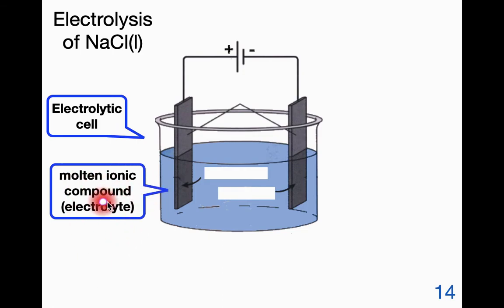We have molten ionic compound, which is an electrolyte. Now, sodium chloride has a very high melting point, 801 degrees Celsius. So at that temperature, solid sodium chloride, regular table salt, will melt. And that's what we have here. I know it kind of looks like water, but it's not. It's very important that you understand it's not aqueous, it's liquid, liquid electrolyte.